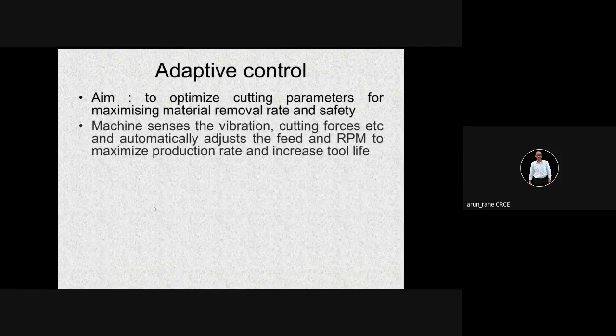Then there is another feature. These are all the features available to improve productivity. Adaptive control. What does adaptive control mean? It adapts to the environment. That is what is called adaptive.